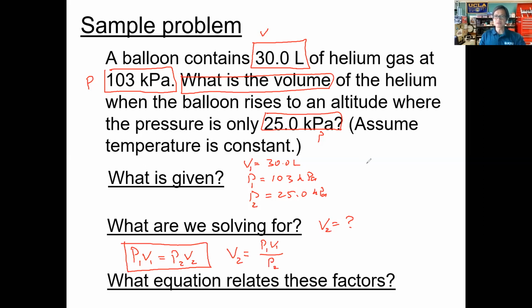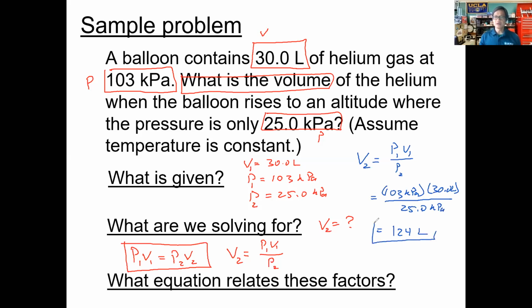Let's plug it in. So let's solve for it. V2 is going to be equal to P1 times V1 over P2. Let's plug in these values. P1 is 103 kilopascals. V1 is 30 liters. So let's plug that in: 30.0 liters, all over P2, which is 25 kilopascals. You plug that into your calculator, and you should get a value of 124 liters. That's how simple these Boyle's law problems are, folks.